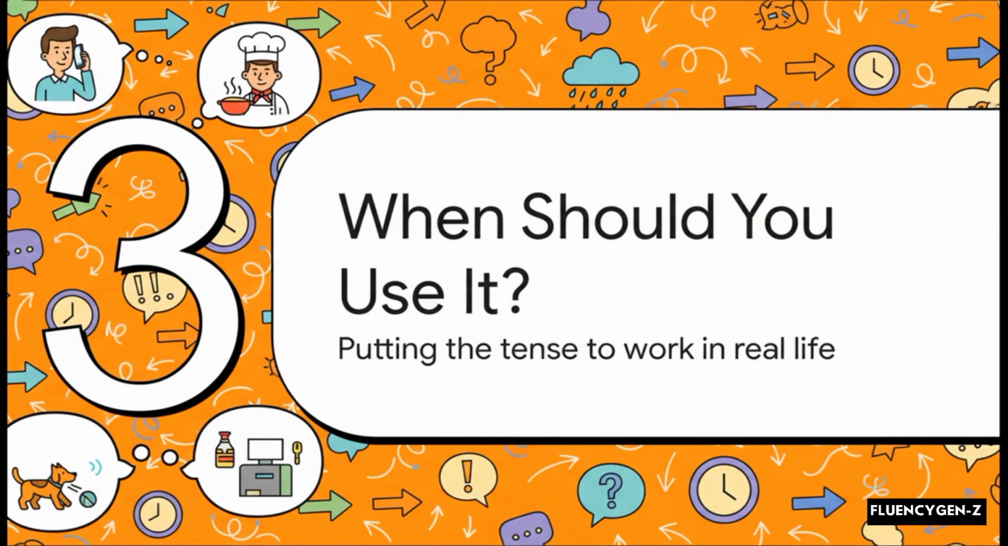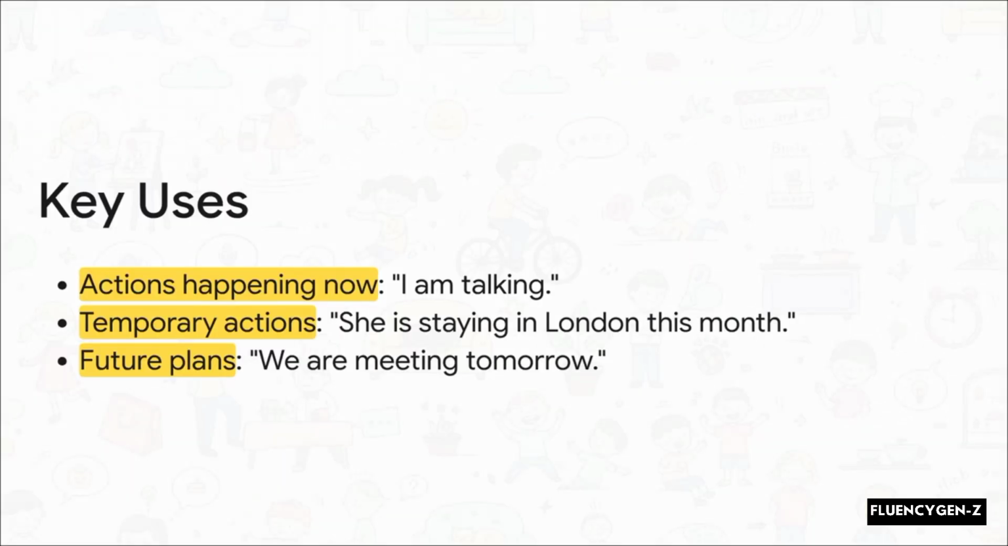All right, we've got the what, and we've got the how, but when? When do you actually pull this tense out and use it in a real conversation? Well, there are really 3 main times you'll reach for it. The number 1 use, the big one, is for actions happening right now. For instance, I am talking. The second use is for temporary stuff, things that are happening for a limited time, but maybe not at this exact second. And here's a cool one. You can also use it for plans you've already made for the future.